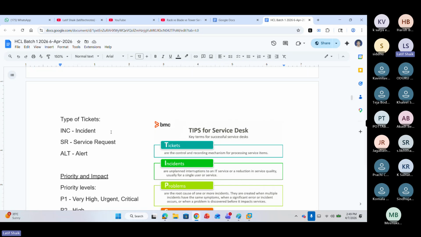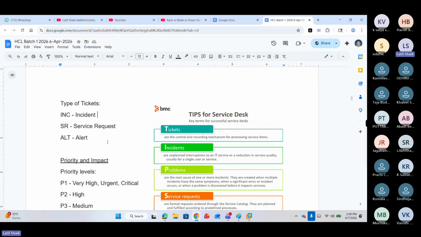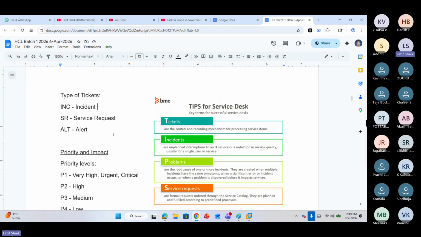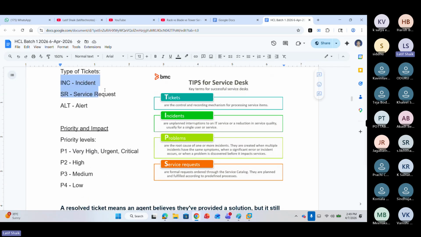What is the service desk? What does a service desk analyst do? What is the service desk analyst profile? What is a ticket? What are the types of tickets, with examples also? So we'll come back to this again.